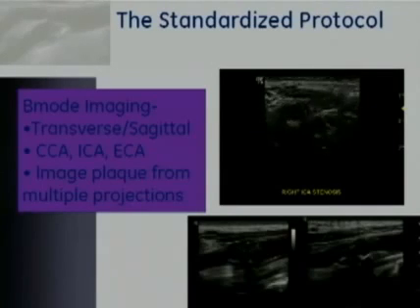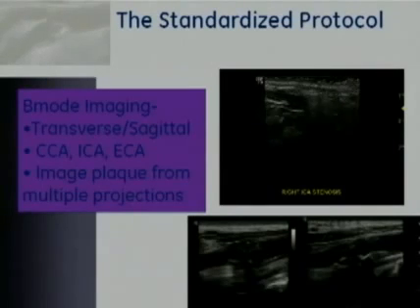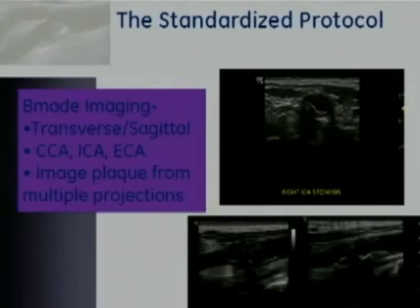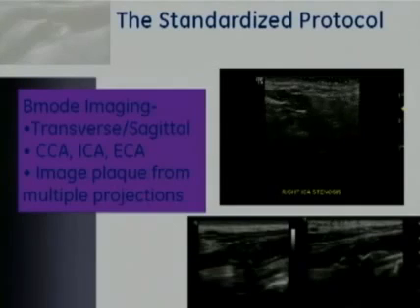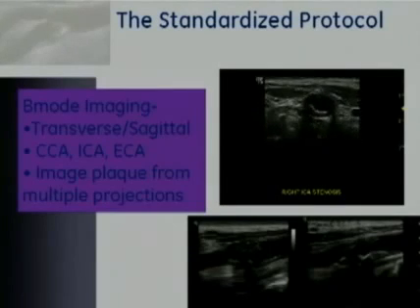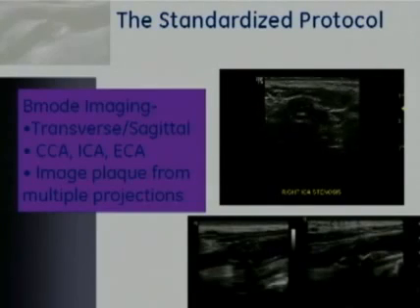So what should be included in your standardized protocol? Well, we'll start with B-mode imaging, sometimes referred to as 2D imaging or grayscale imaging. All of those terms mean the same thing. I like to start with transverse imaging.